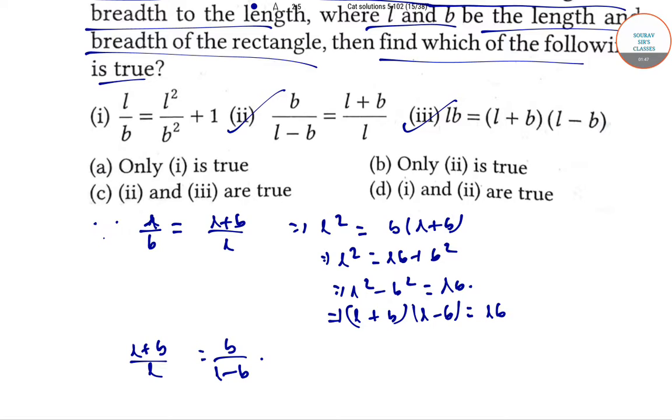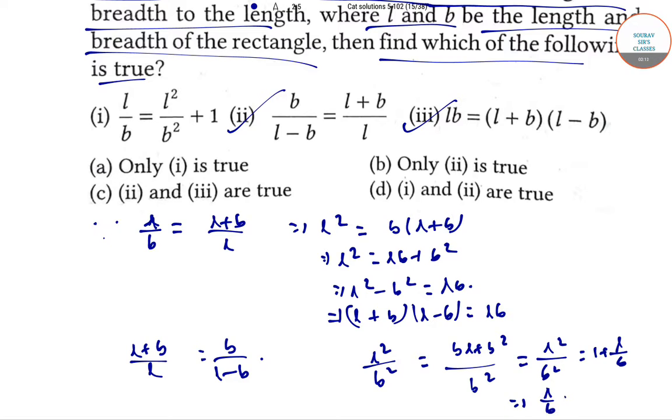and L squared by B squared is equal to BL plus B squared by B squared, that is, L squared by B squared is equal to 1 plus L by B, or L by B is equal to L squared by B squared minus 1. So statement 1 is incorrect. So option C, that is, statements 2 and 3 are true, is the correct answer.